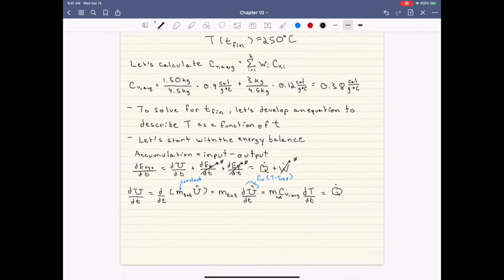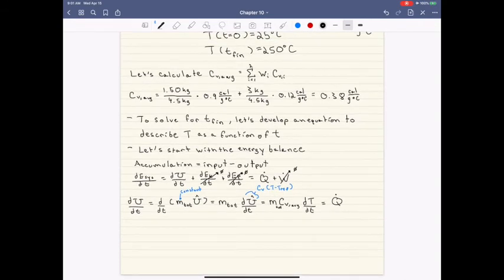Alright, so at this point, now that we have our differential equation that we want to solve, what we need to do is solve it so that we have an equation for T. So at this point, I want you to pause the video and think about how we're going to solve this differential equation. To solve it, I'll start writing it on the next page.